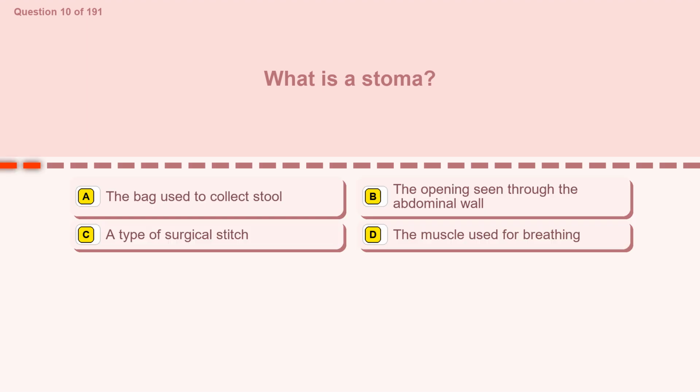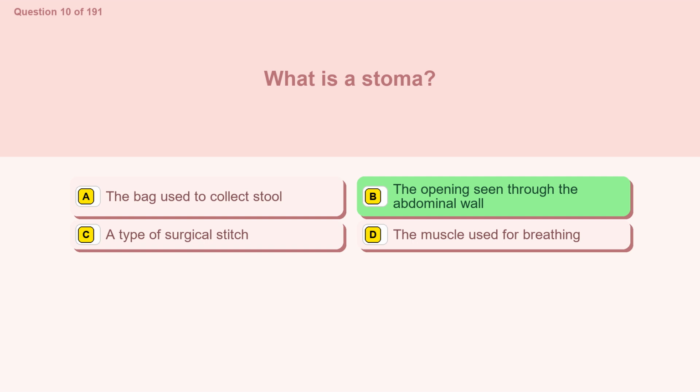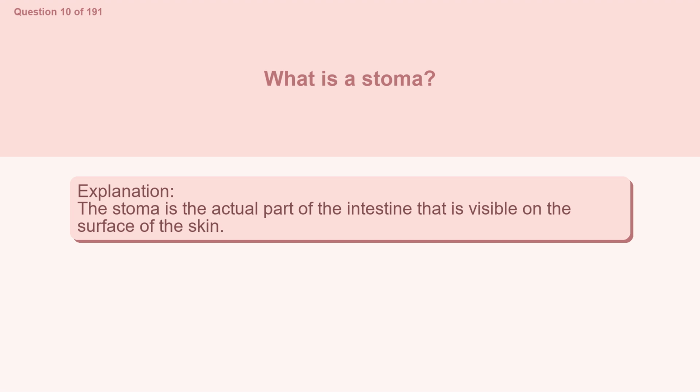Question 10. What is a stoma? Option A. The bag used to collect stool. Option B. The opening seen through the abdominal wall. Option C. A type of surgical stitch. Option D. The muscle used for breathing. The correct answer is option B. The opening seen through the abdominal wall. The stoma is the actual part of the intestine that is visible on the surface of the skin.